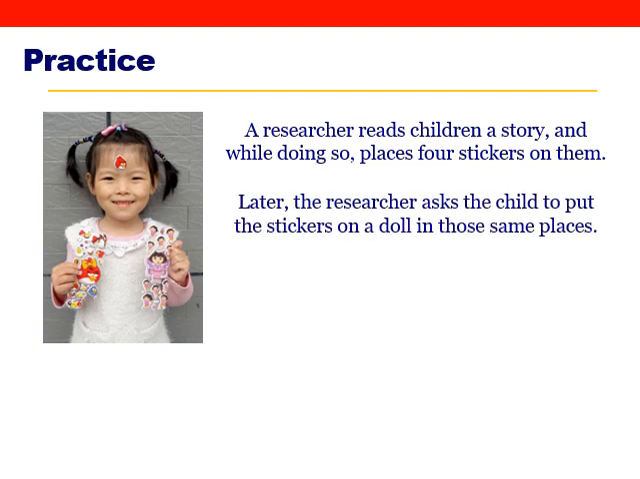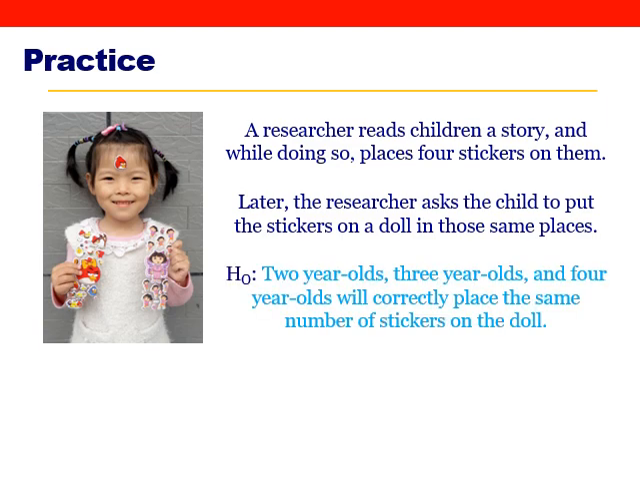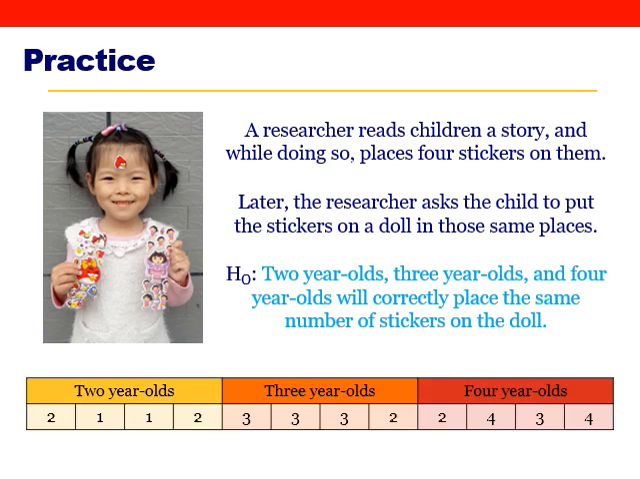Later that day, the researcher gave the kids an anatomical doll, like the ones we were just talking about, and they asked each kid to put stickers on the doll in the same places that the researcher had put the stickers on them. So again, this is a way of seeing whether the child understands that their head is the doll's head, and that the doll's hand is a symbolic representation of their hand, and so on and so on. Our null hypothesis here is that our three groups of kids, there was a group of 2-year-olds, a group of 3-year-olds, and a group of 4-year-olds, those three groups of kids will all place the same number of stickers correctly on the doll. Here's our data.